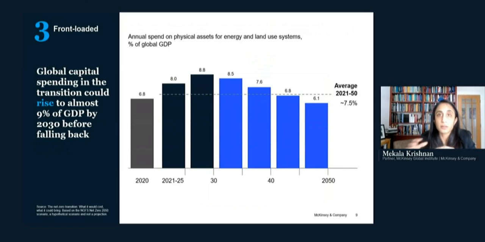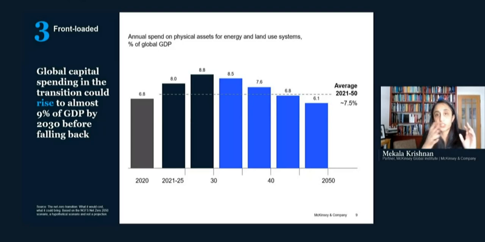What we find is that today we're spending about 6.8% of GDP on these physical assets across these energy and land use systems. That number would need to rise to about 9% by 2025 to 2030 before falling back down. So this is not an evenly spread out transition. We will need to make investments, deploy capital at speed and scale in the next decade to get us to that net zero path. And people have described this in various ways, but this analysis really underscores this. The next decade is decisive to get us to that net zero path.